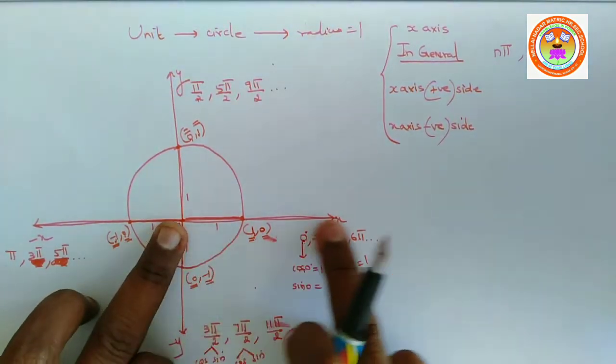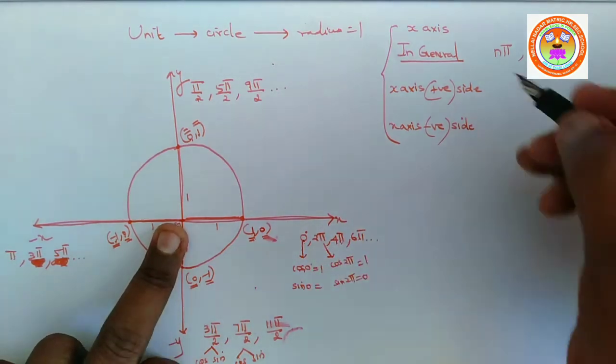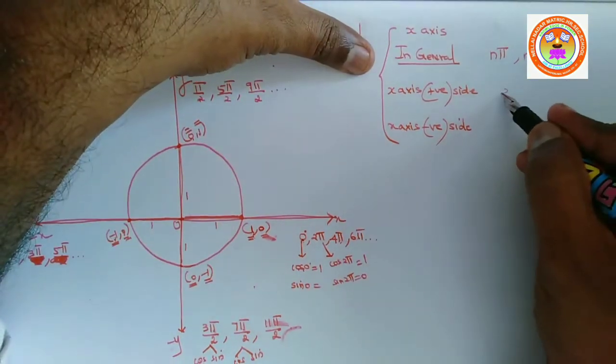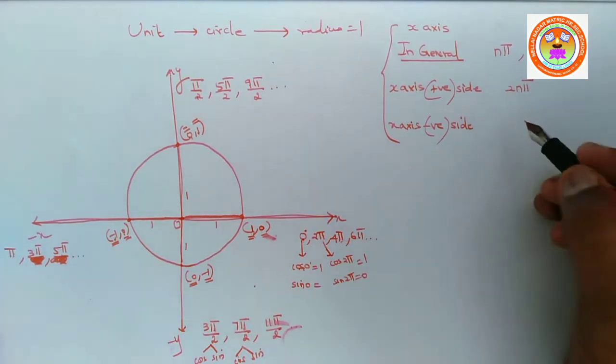X-axis positive side, this is the positive side. This is fully even: 0, 2, 4, 6. How can I write it? Even is nothing but 2n pi, that's all. You see, pi, 3 pi, 5 pi, these are odd.